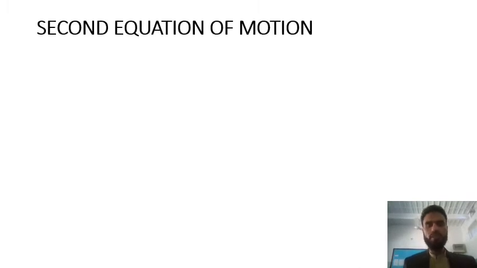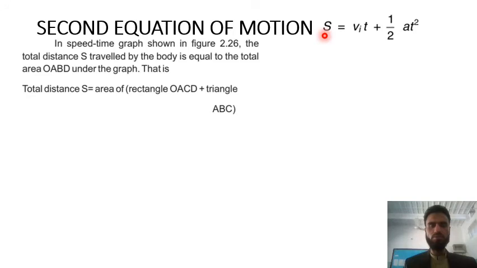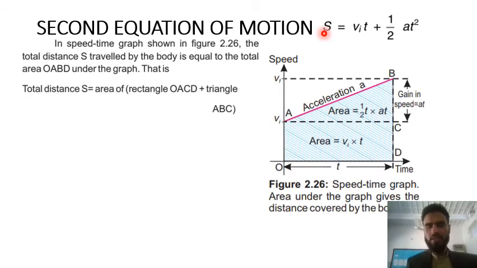Now moving toward the second equation of motion, which is S is equal to VIT plus half AT square. Now if we look over here, there is S, and we have already said that S is the distance covered by the body. It means that we need to find the formula for S. So for this we consider the same graph, the same situation, same uniform acceleration, same initial velocity, right?